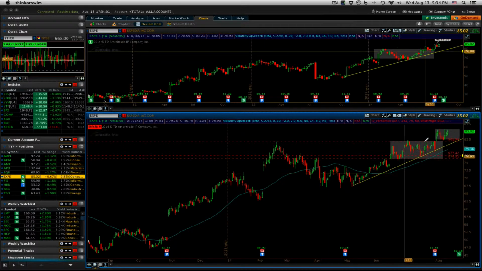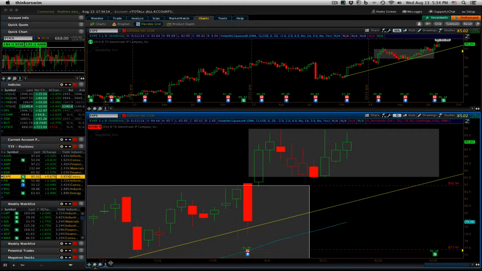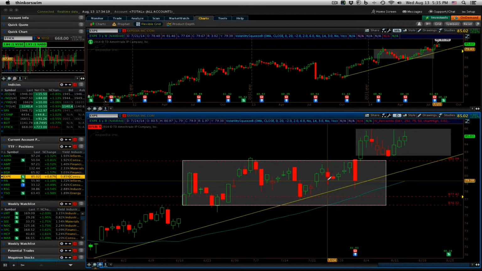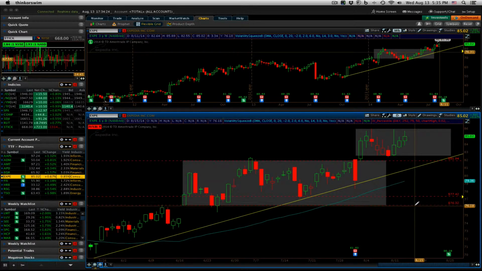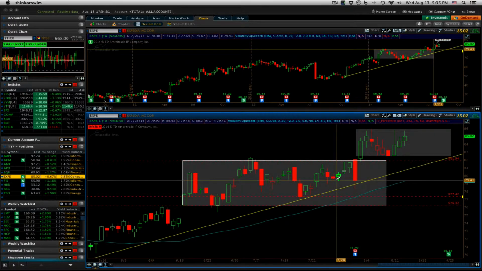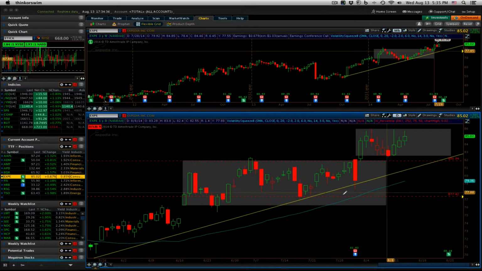Expedia, basically testing the top of the box again. It was a little bit higher, closed right in the middle of the range, but it was a little bit higher during the day. Again, this is all part of the plan. I think the next stop level right now would be this 79.38. Okay, and that would be when we can get a breakout over this 86 level, and then we would be able to move stop to 79.50ish. Let's take this one off.